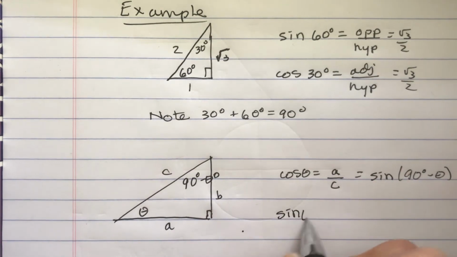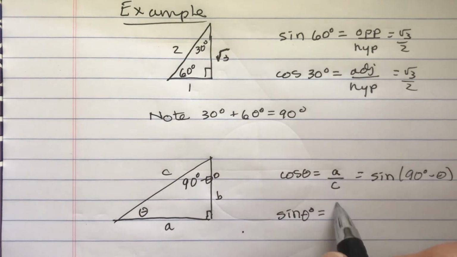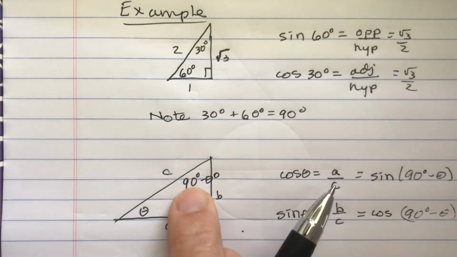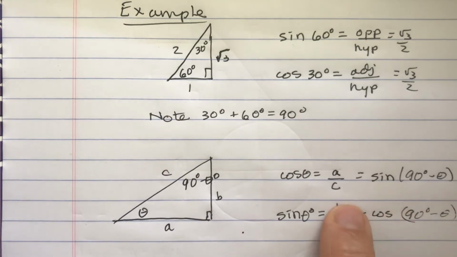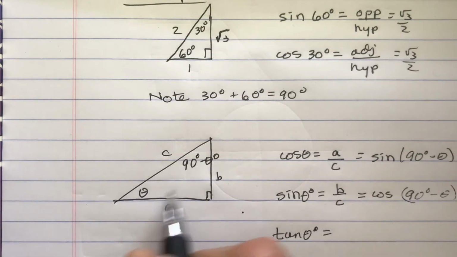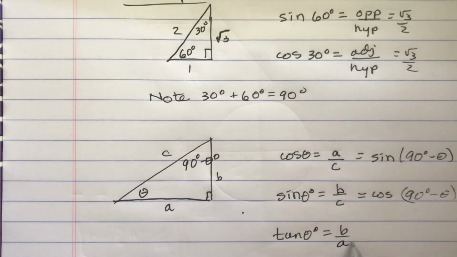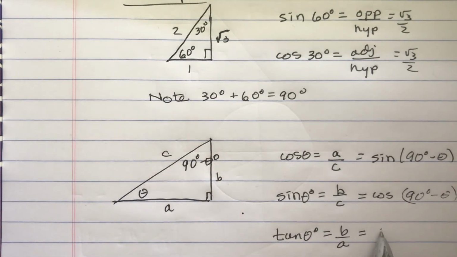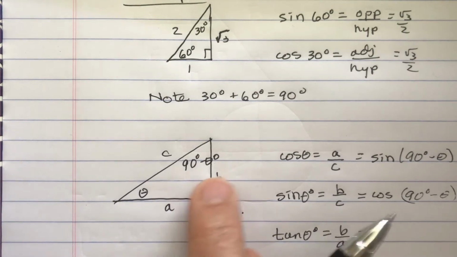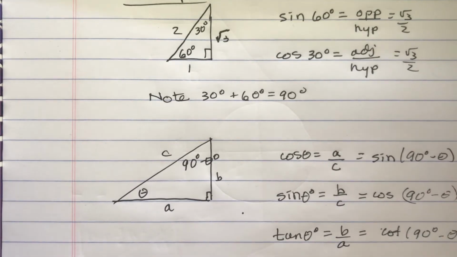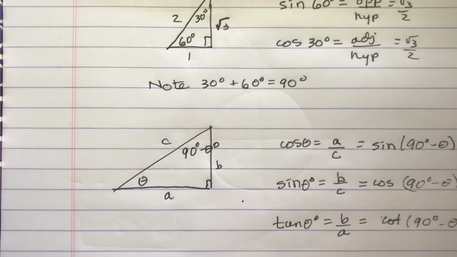And similarly, if I do sine of theta, opposite of theta is B, divided by the hypotenuse. But if I compare then to 90 minus theta, B is adjacent to 90 minus theta. So cosine of 90 minus theta is B over C. And you can look at tangent theta. Tangent theta will be opposite over adjacent, so it's B over A. But how is B related to 90 minus theta? That's adjacent. And A is opposite, so adjacent over opposite is cotangent. So these are our cofunction identities, and you can just keep going on these.